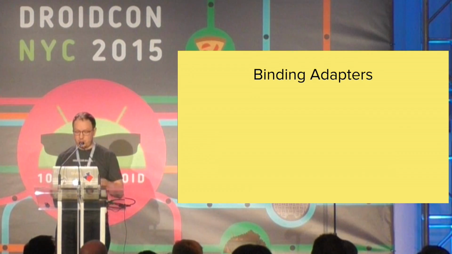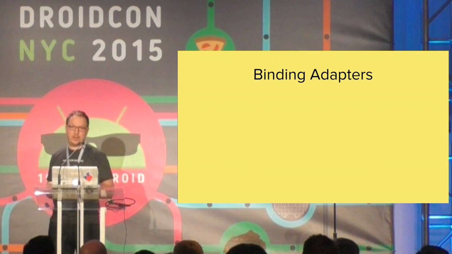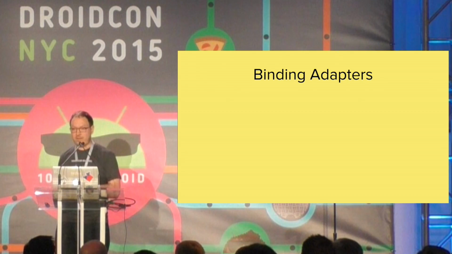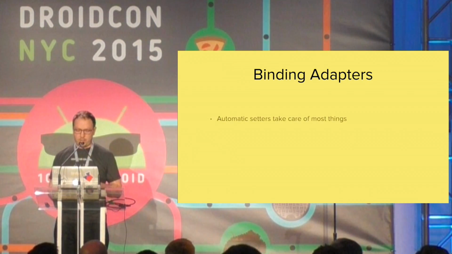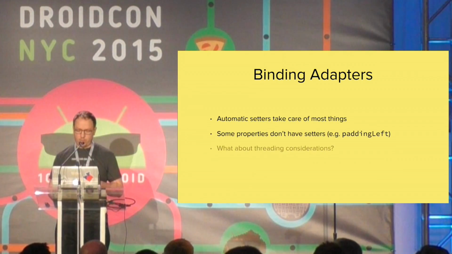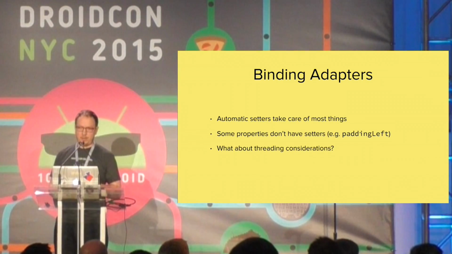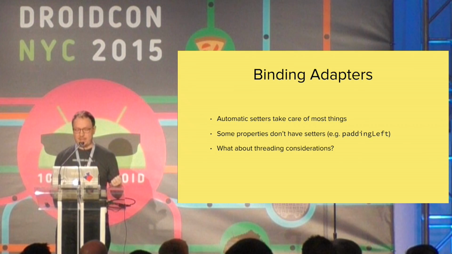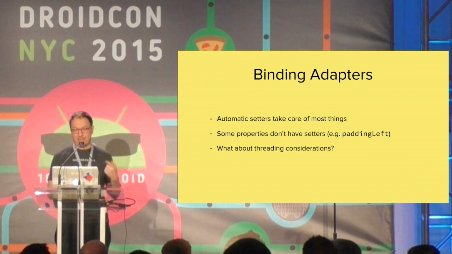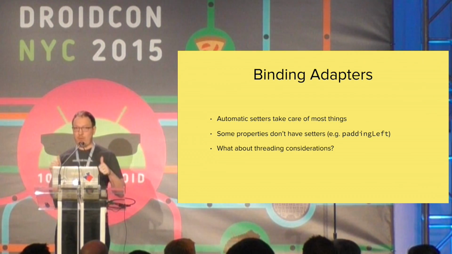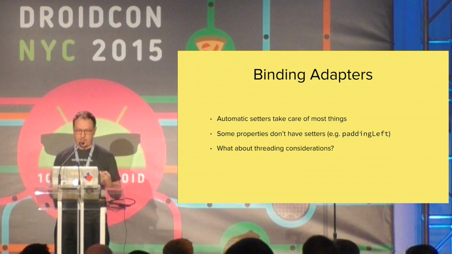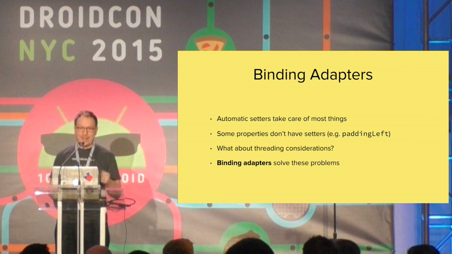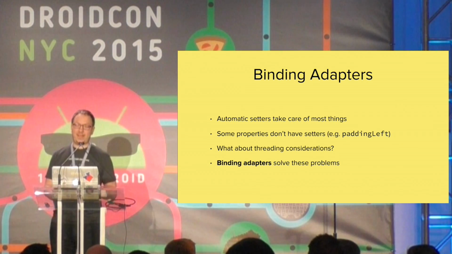There are some cases where you can't do that, though, because there either is not a method in Java that corresponds to the XML attribute, or you want to do something completely new and different. One quick example is the padding left property. If you've ever set padding left in XML, you know it's just a single attribute, and it's great. But if you have to set it in code, you have to actually set top, left, bottom, right, all at the same time. So binding adapters are a tool in the framework that help you resolve these issues.